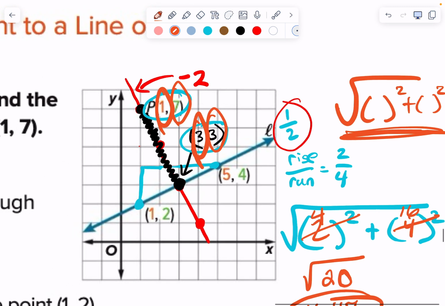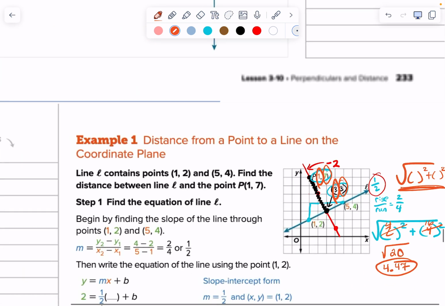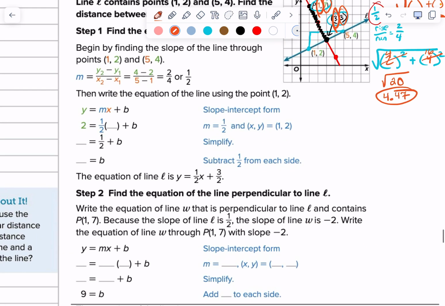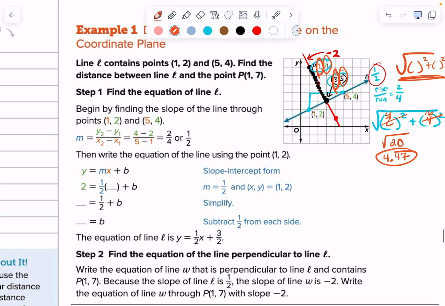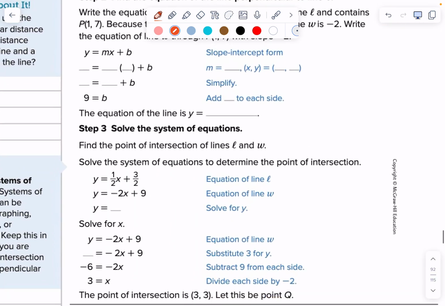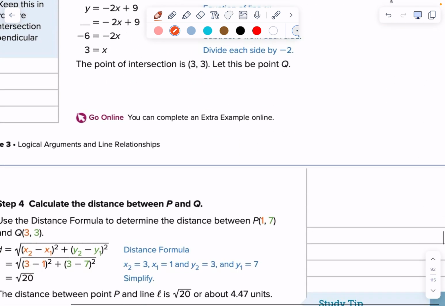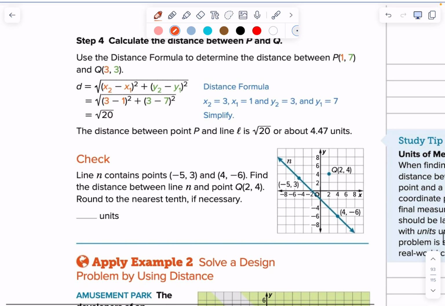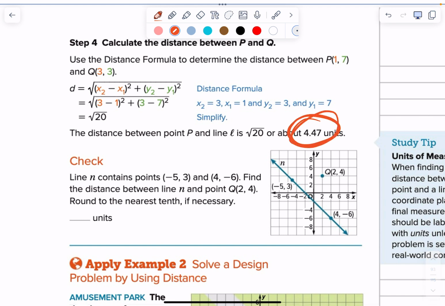That's how far that dot is away from that line, yeah? 4.47 units. They don't give me the answer. Oh, yes, they do. It's all the way down here, and it took them for darn ever. Don't do it the way that they do it, because they have like 7 steps. 4.47, good?